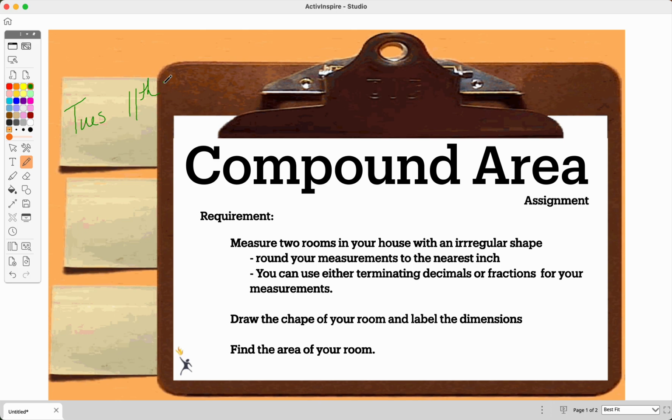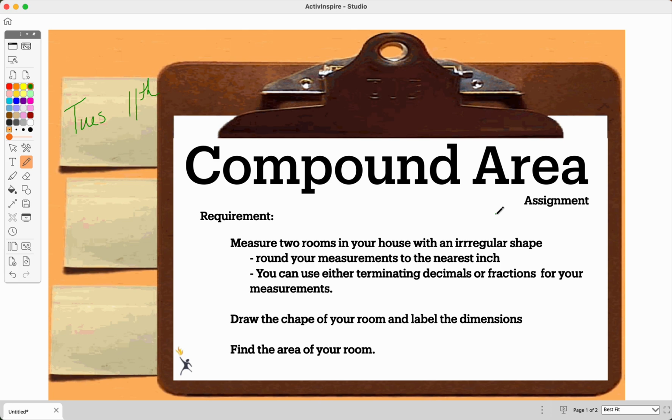All right, so let's take a look and talk about the requirements. I've got just the basic requirements, and these are on my GAC as well as the link to this video, so you can watch the video again to walk through it. I decided to take it down from three rooms to two rooms. I'm going to have you measure two different rooms in your house, and really the only requirement is that they need to be an irregular shape. I don't want just rectangular rooms or just square rooms. I would like an irregular shape because we want to practice our compound area.